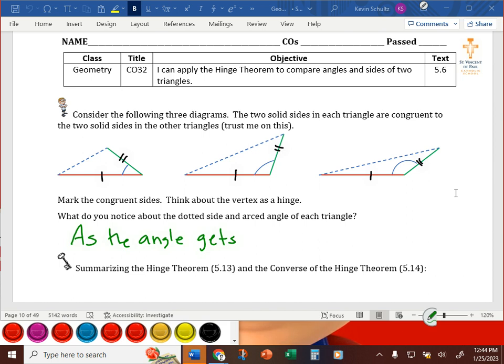Okay. As the angle gets larger, the third side gets longer. Okay? As the angle gets larger, the third side gets longer. The third side is represented by that dotted line there, the non-congruent side. There's a direct relationship between that angle in between the congruent sides and the non-congruent side, that third side there. As the angle gets larger, the third side gets longer. Right? Questions?